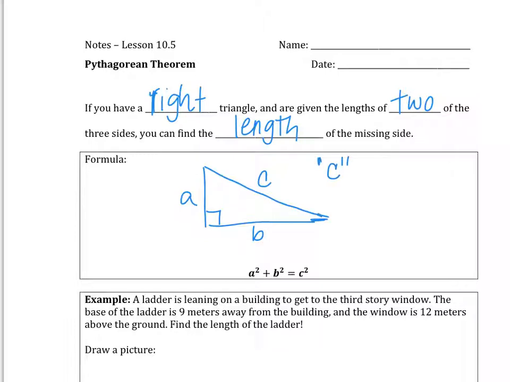is always going to be your longest side. So it's always going to be right across from your right angle. That's called the hypotenuse, and that is going to be your longest side, and it's always going to be the C. So it's called the hypotenuse.